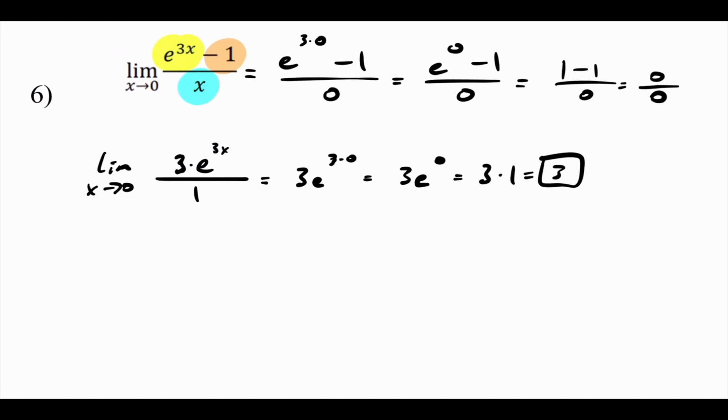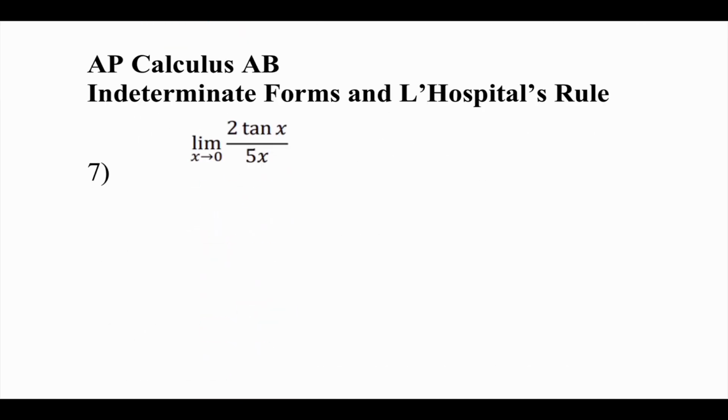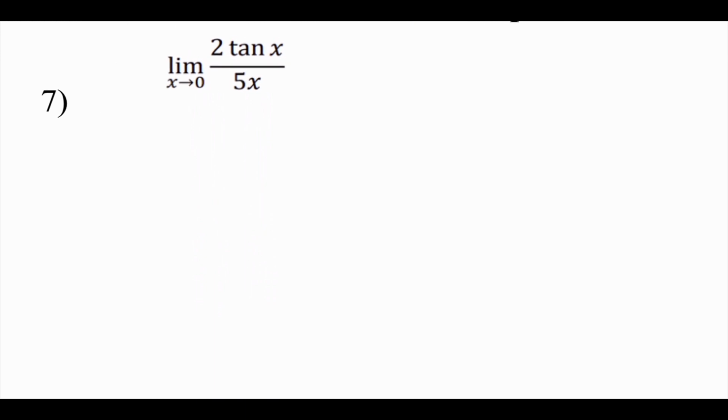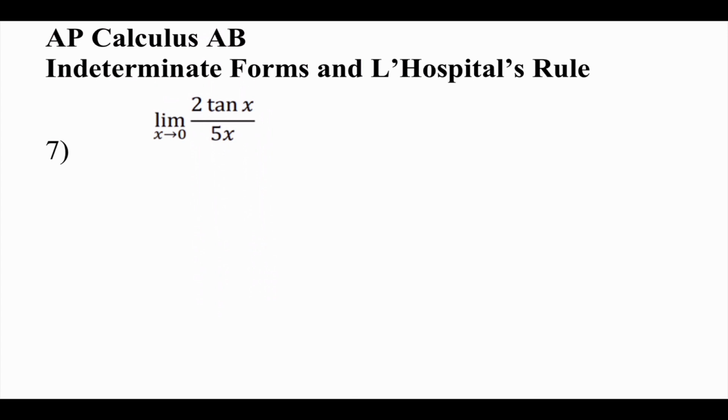All right, let's do number 7 on the other side, on the next page. I want you to try that one on your own. Number 7. So you plug in 0 for tangent. So tangent of 0, I believe, is 0. Let me double check. Yeah, tangent of 0 is 0. So it's 2 times 0, which is 0. 5 times 0.